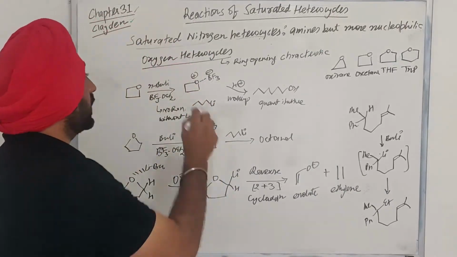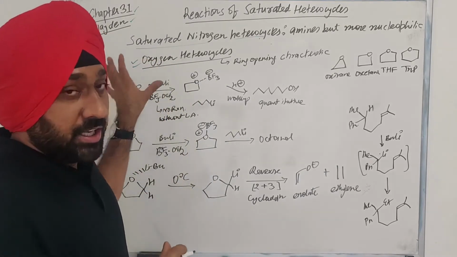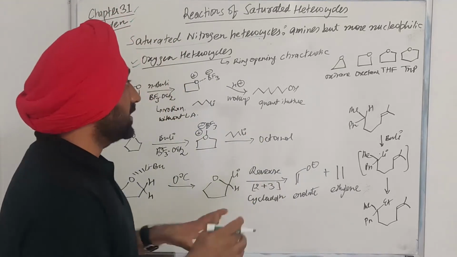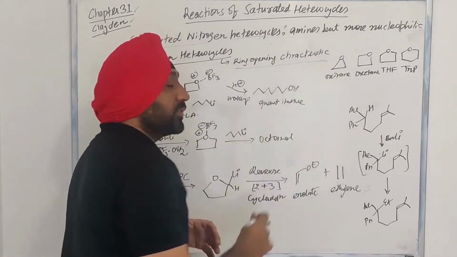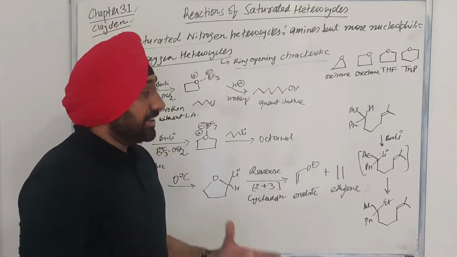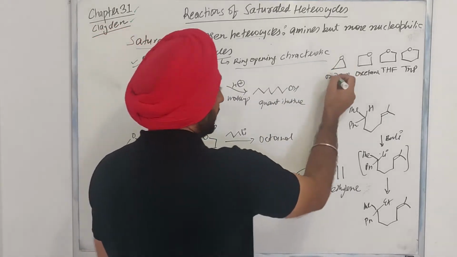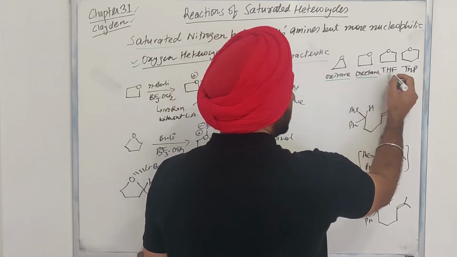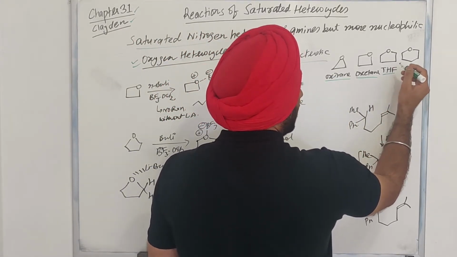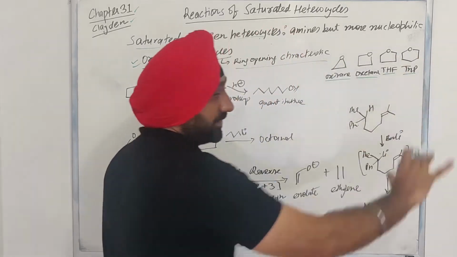So now we are going to look at the oxygen heterocycles. So just like the nitrogen heterocycles, the ring opening is one of the characteristics of these oxygen heterocycles. Like the 3-membered oxirane, 4-membered oxetane, and then you have tetrahydrofuran and then tetrahydropyran. So as the ring size increases.